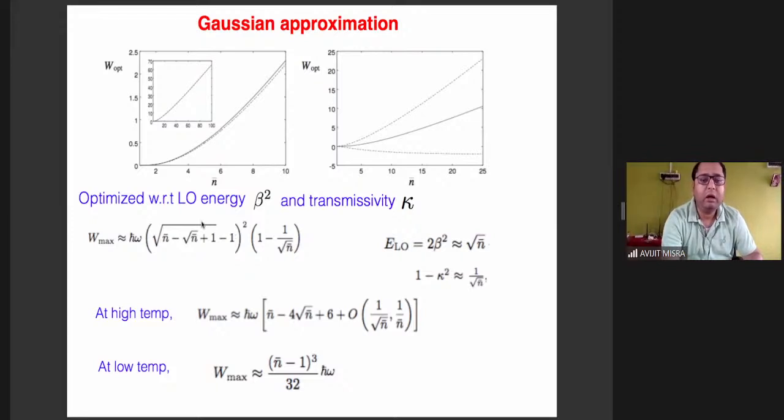Now we can simplify this expression for high temperature, and we get the work n bar minus 4 square root of n bar. So this 4 square root of n, the lost energy of the initial energy n bar, is due to the detector absorbing square root of n photons, and we invest square root of n bar energy in the local oscillator, and 2 square root of n is the remaining energy. So that cannot be extracted unitarily.